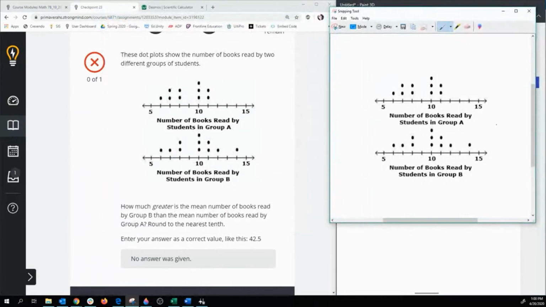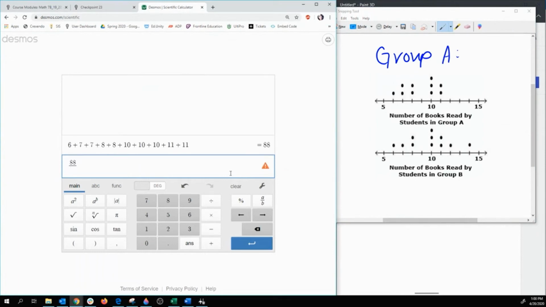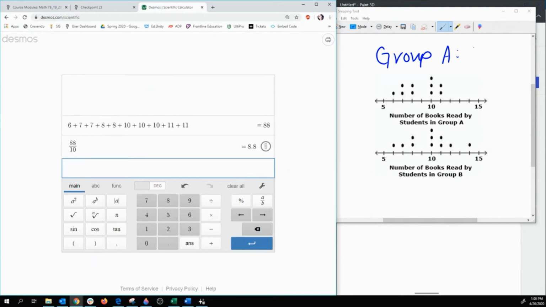So for group A, let's figure out my average. I have 1 dot above 6, 2 dots above 7, 2 dots above 8, 3 dots above 10, and 2 dots above 11. That's 88, divided by, let's see, that is 10 people. So 8.8. So for group A, my average is 8.8.